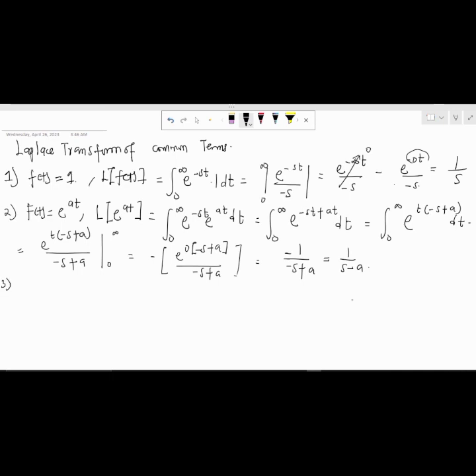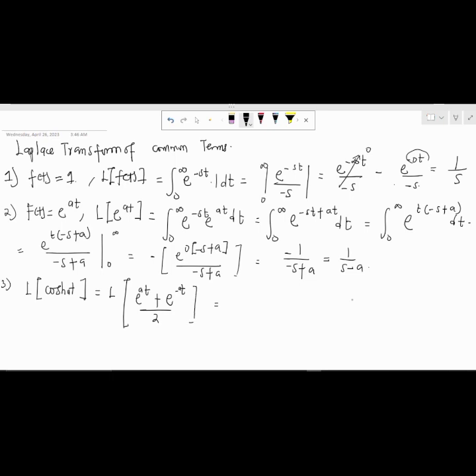Let's find the Laplace transform of hyperbolic cos. We have cosh t. To do this, we can express cosh t in terms of exponential functions. Remember that cosh t is equal to e raised to the power t plus e raised to the power minus t, whole over 2. Now let me add a here. So cosh at is e raised to the power at plus e raised to the power minus at, all over 2.